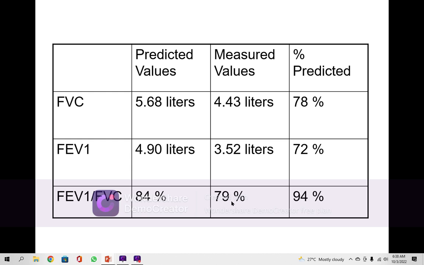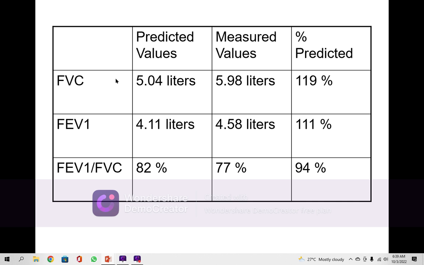The FEV1 to FVC ratio predicted was 84%, and the measured value is 79%. The expectation was 94%. It means this ratio is increased rather. So this is the nature of restricted lung disease, in which the FVC may be normal, but the FEV1 is reduced. The ratio may be normal to increased.